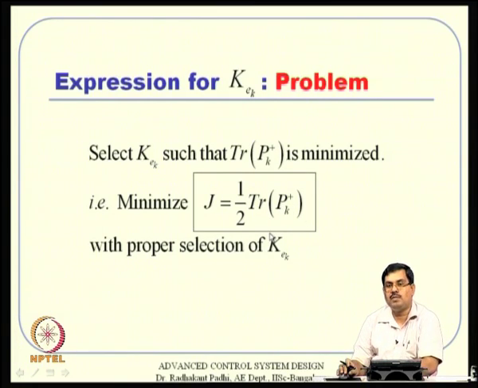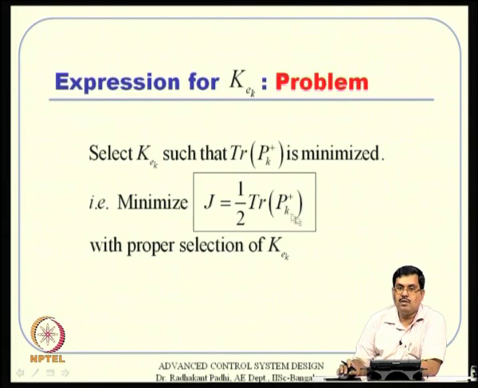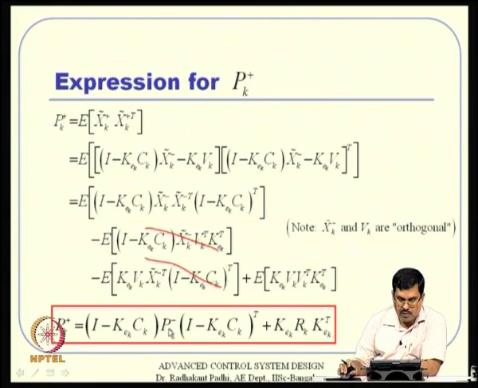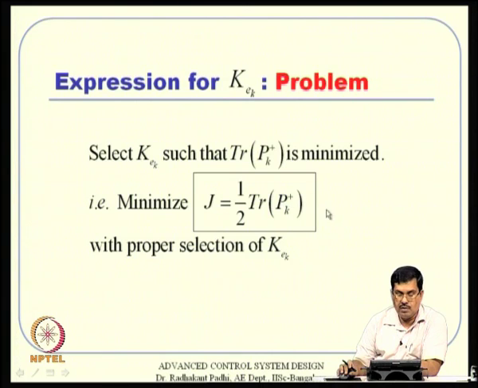Remember, this Pk plus is a matrix. So trace is nothing but a kind of a norm operator. If you look at it, each individual term happens to be on the diagonal, and trace is nothing but the summation of the diagonals. So if I take the second norm square of this x tilde k plus, that is nothing but the trace of Pk plus.